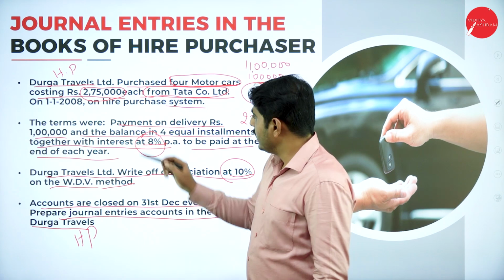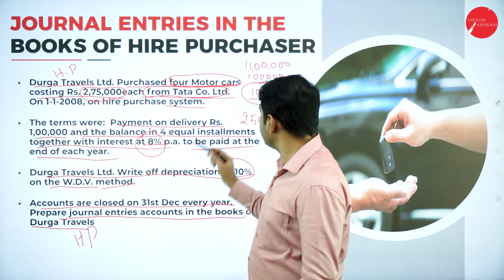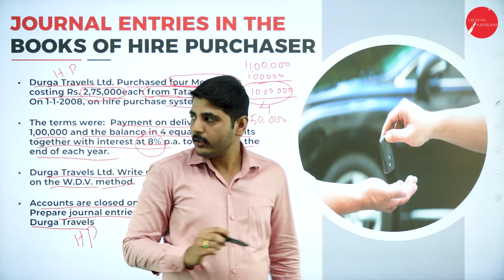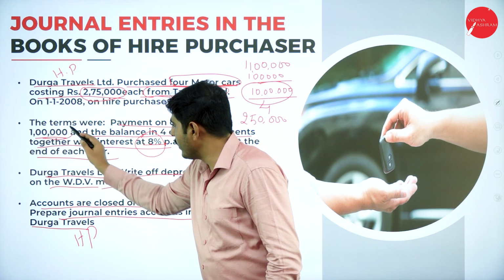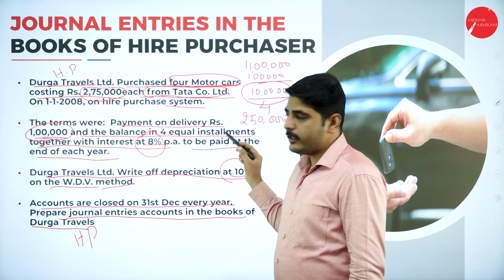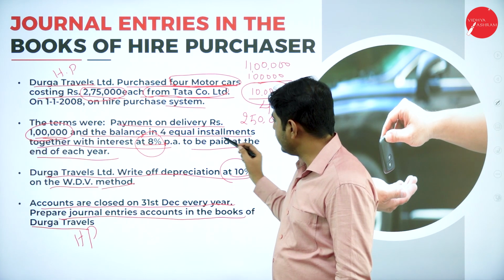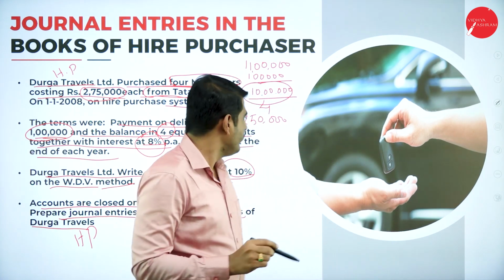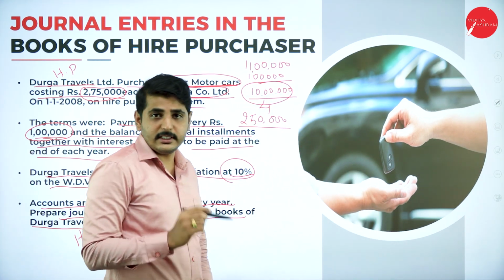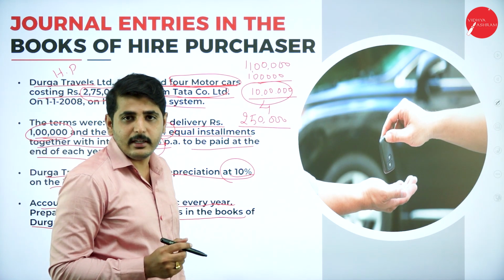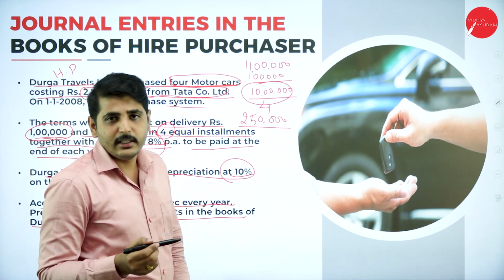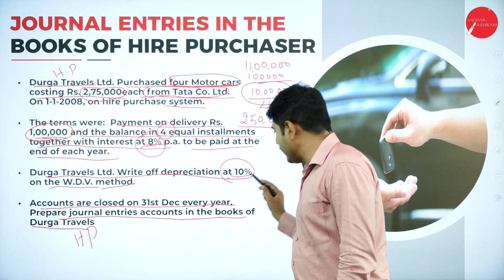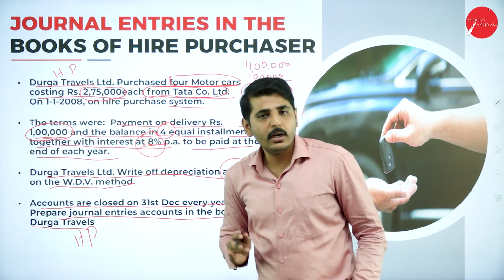So I hope you understood. Cash price is 2,75,000. So for 4 motor cars it will become 11 lakh. So we have to pay the down payment of 1 lakh rupees. If you pay the down payment, the balance is 10 lakh rupees, and that balance should be paid in 4 equal installments. That means each installment will become 2,50,000. This is the principal amount. When will it become an installment? When you add the interest to this, it will become the installment. And the rate of interest is 8% and the rate of depreciation is 10%. I hope you are clear.